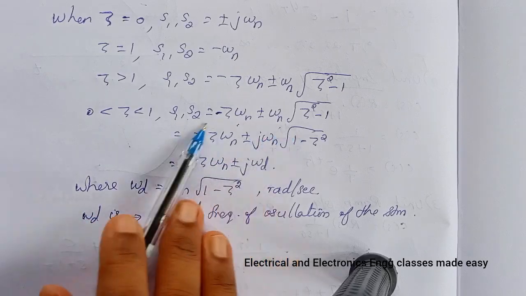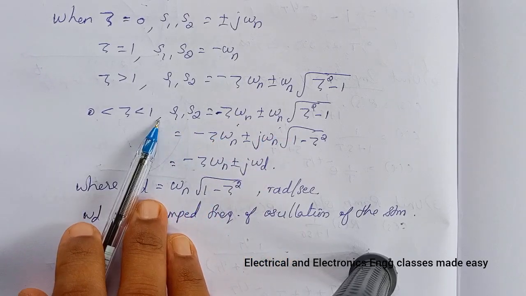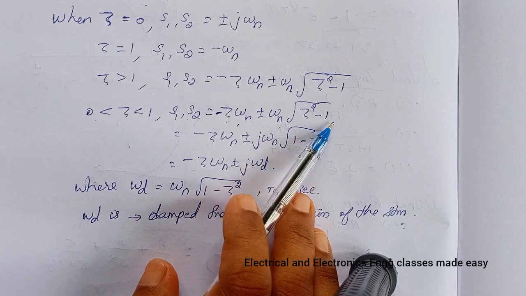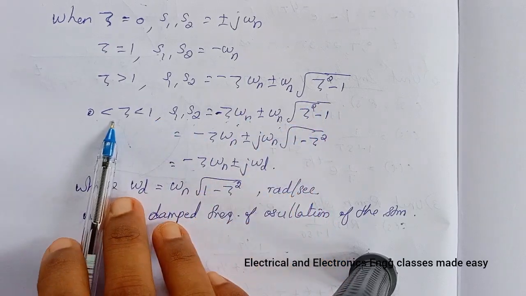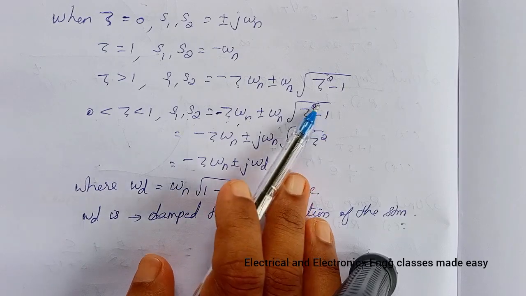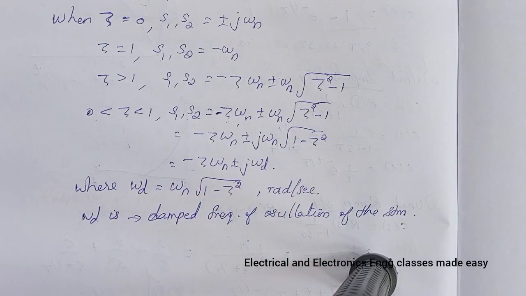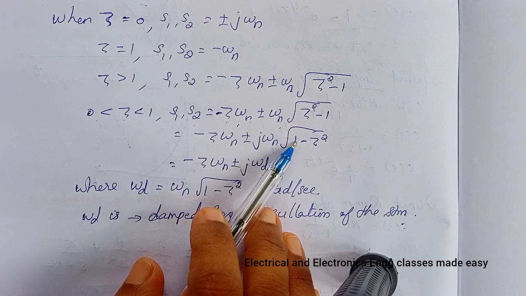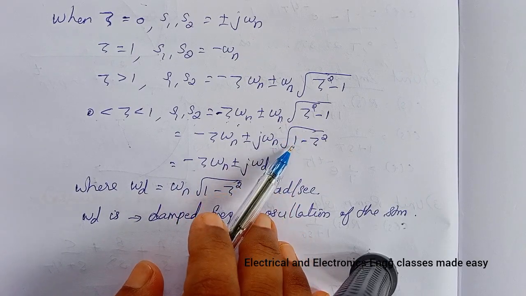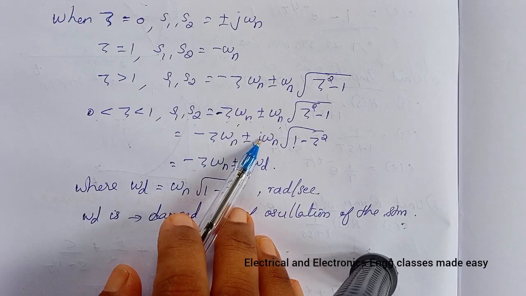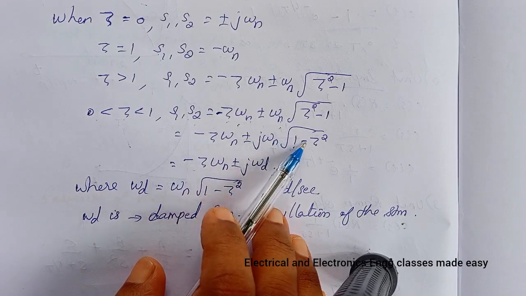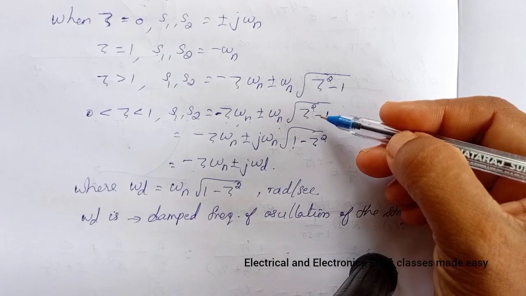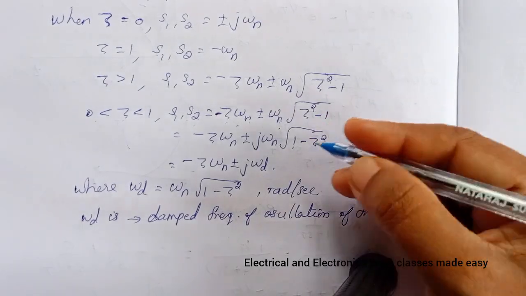Next, when zeta is between 0 and 1, the roots are minus zeta omega n plus or minus omega n into root of zeta square minus 1. So we can write this as 1 minus zeta square, because zeta is between 0 and 1, and here we get square root of minus 1, which is plus or minus j. So the square root of minus 1 is j here. We take the square root of minus 1 outside, so that is equal to j.